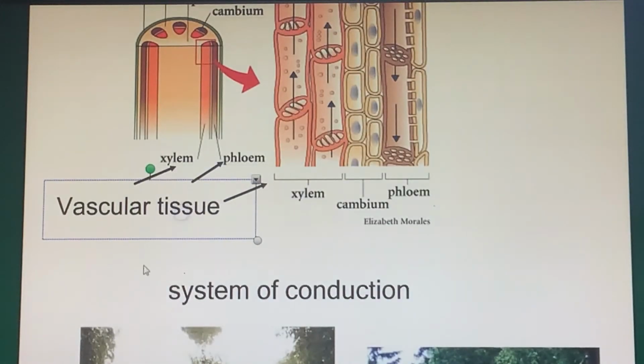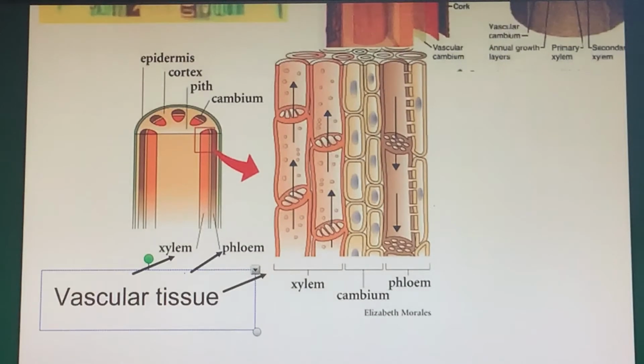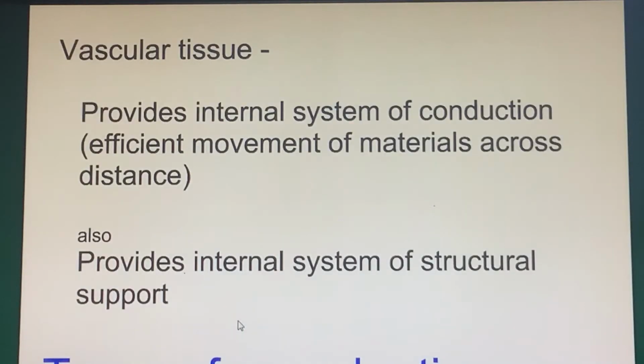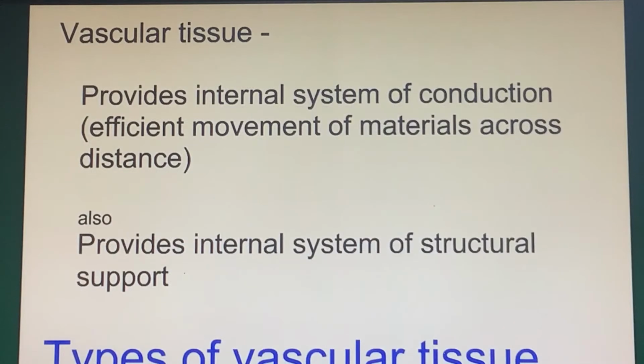The vascular tissue is a system of internal pipes that allows the transport of water and sugar and minerals throughout the plant. It's like plumbing. It's very important if you're a large multicellular organism to have an efficient means of transporting materials across distance that doesn't rely just on diffusion. Diffusion is fine over small distances, but over great distances we need a more dedicated system. So we have vascular tissue.